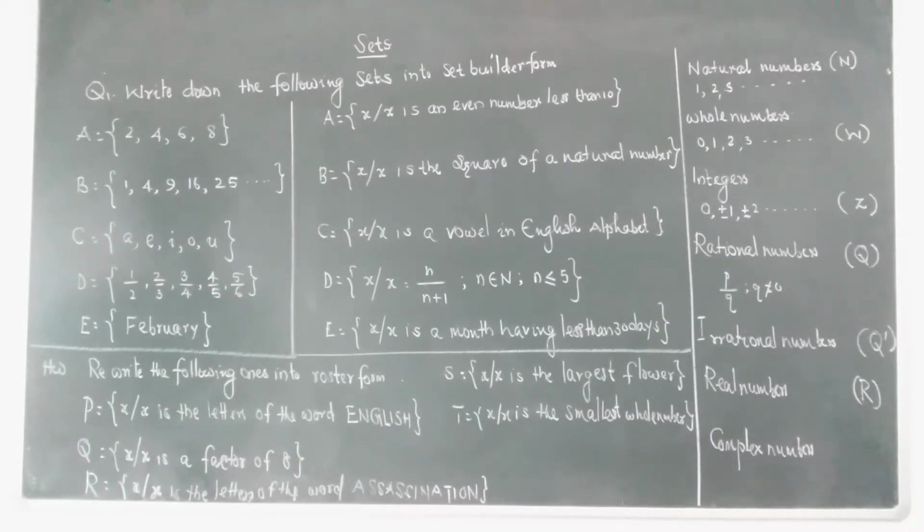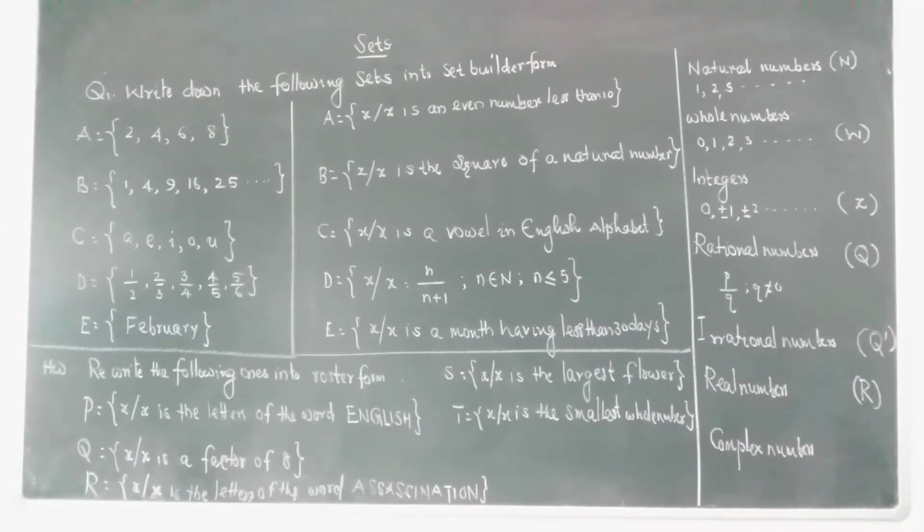Question number 1. Write down the following sets in set builder form. You can check on the green board. The first set is A is equal to the set 2, 4, 6, 8. We are asked to convert that set into set builder form. Yesterday we saw that in the set builder form, we never write the elements of the set. Here the elements are 2, then 4, then 6 and 8. These elements cannot be written as such in a set builder form.